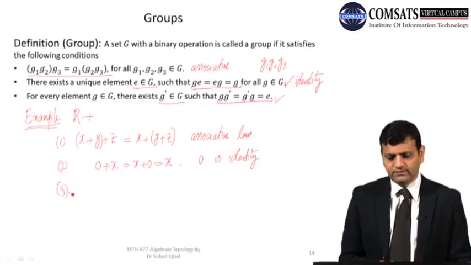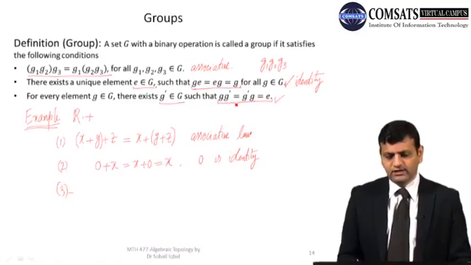Now number 3. We need to check that for every element G there exists an element G prime such that if I add G and G prime in any order, the result is my identity element. In other words, the result should be 0. So given any real number x, can we find a real number such that if I add it to x, the result is 0?